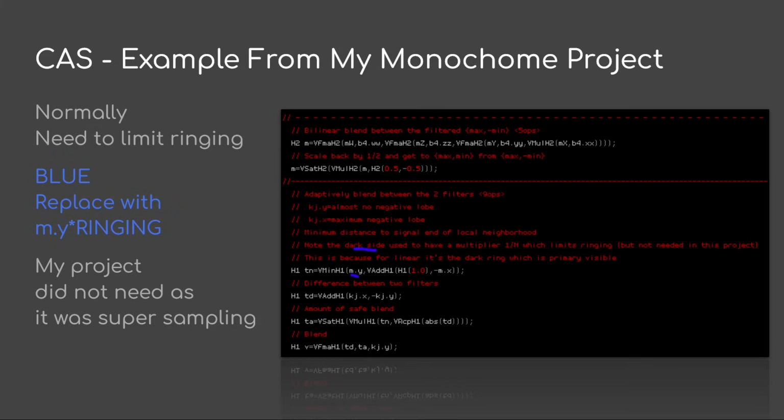And note, you really only have to use the dark side to limit ringing because that is the one that is highly perceptual. The light side is not. The light side is mostly used to make sure you're not exceeding signal bounds so that you're losing energy.